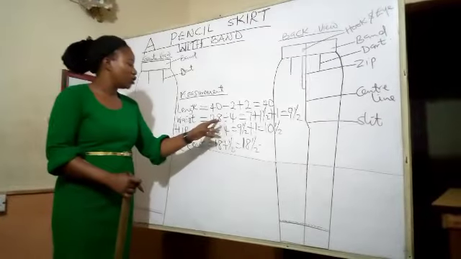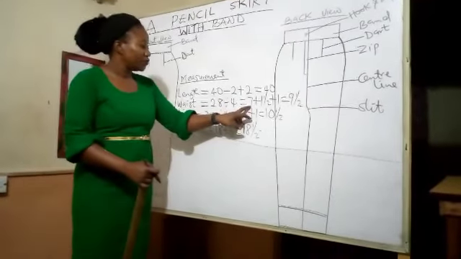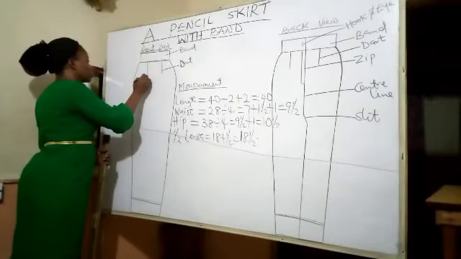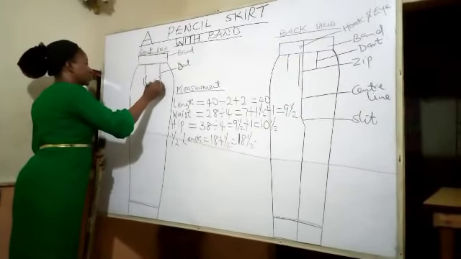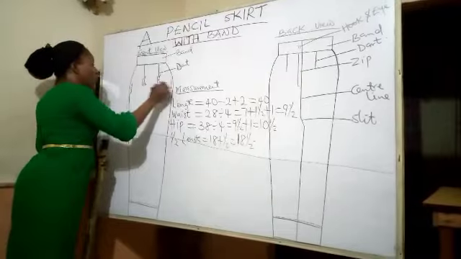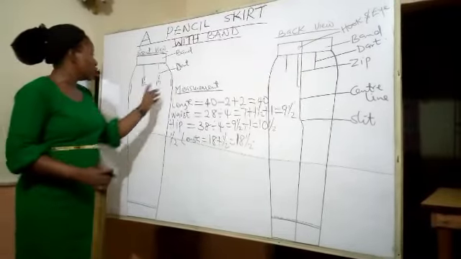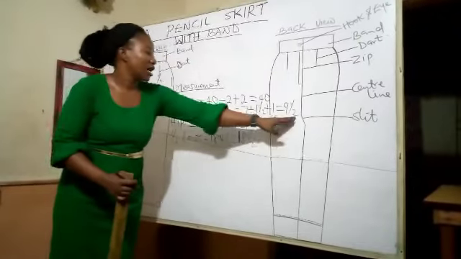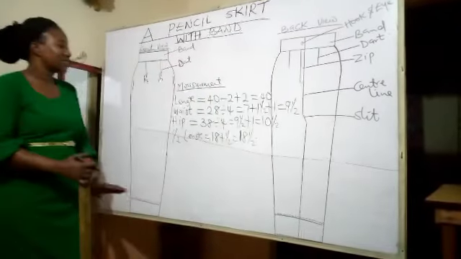So when you divide your 28 by 4, it's going to give us 7 plus 1 1/2. You are going to use 1 1/2 to pick each dart, then 1 to join the side of the skirt. So when you add it up, it's going to give us 9 1/2.